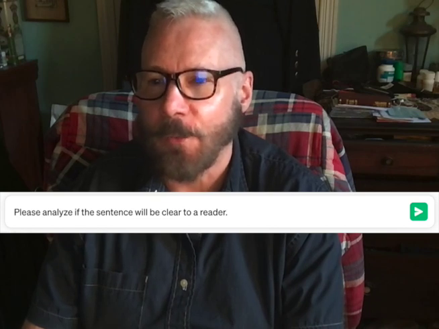When I teach grammar to my students, I always cover the area of ambiguous pronouns, and I would argue that he in the sentence is an ambiguous pronoun because it could potentially refer to Bob as well as to Mike. So I followed up by asking ChatGPT to analyze if the sentence will be clear to a reader.